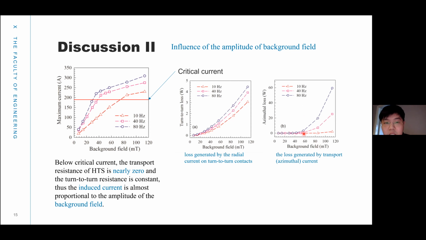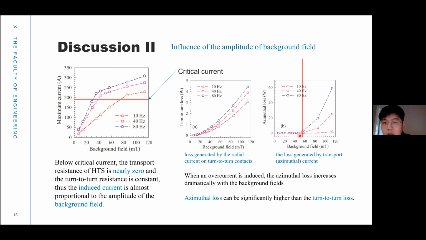Before the critical current, the resistance of the HTS layer is almost zero, so the transport loss is almost zero. When the current goes above the critical current, the transport loss will increase significantly and will be much higher than the turn-to-turn loss. When the coil operates below the critical current, the eddy current loss will be significantly lower than the turn-to-turn loss.